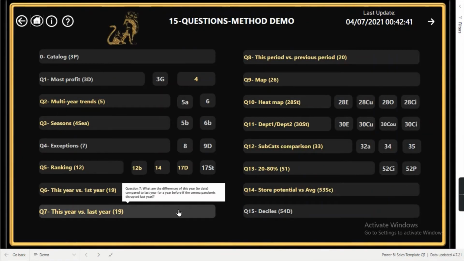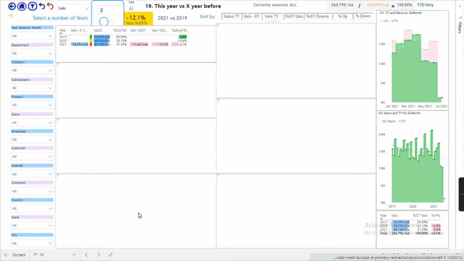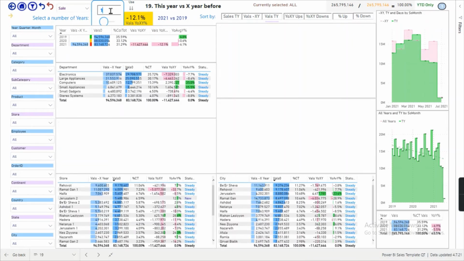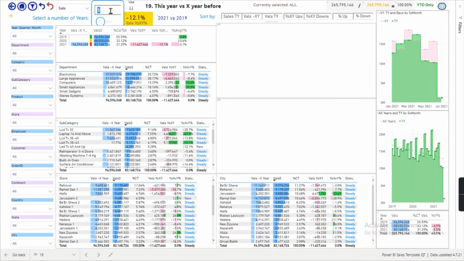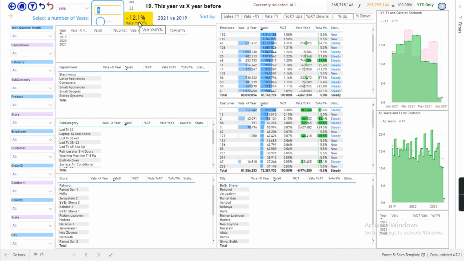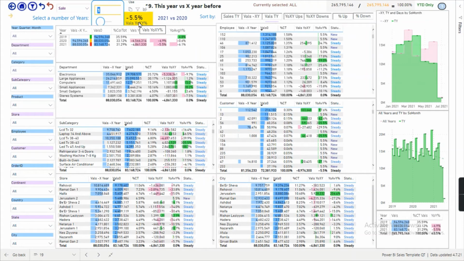Question 7. What are the differences this year compared to the last year? Also in page 19, but instead of 2 years, let's write 1 year. Enter, and then we see that there is a decrease of 5.5% between this year and last year.